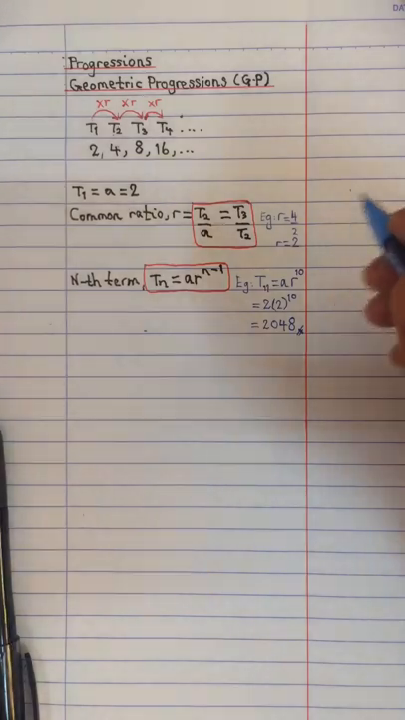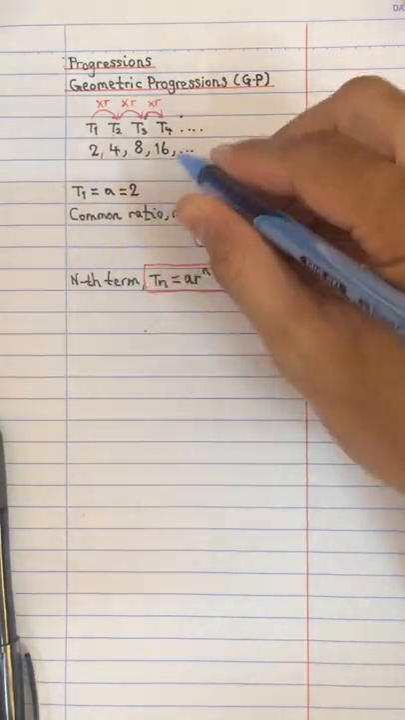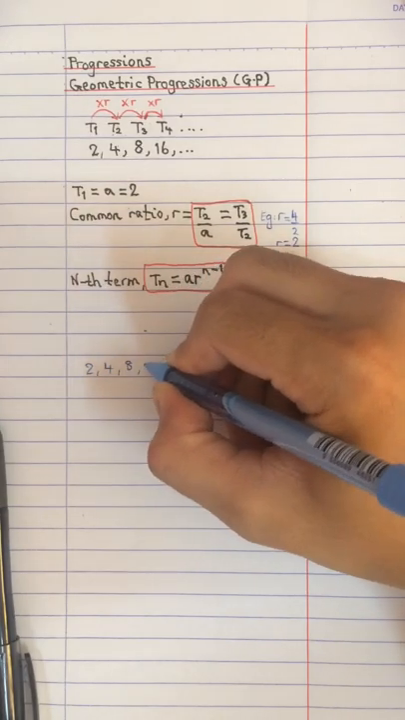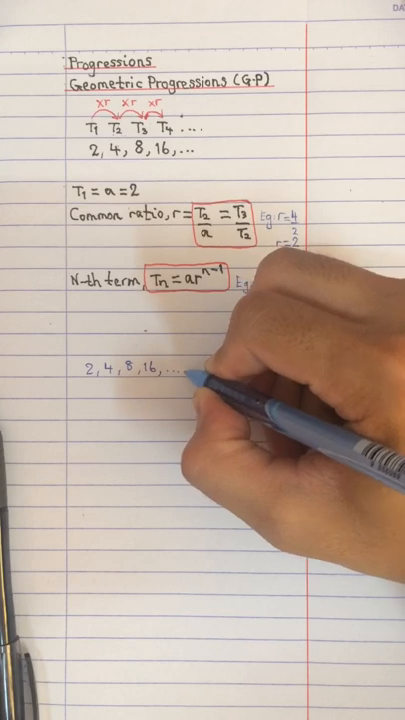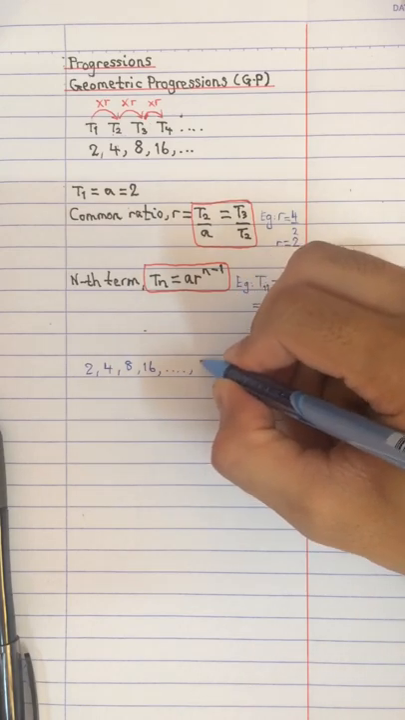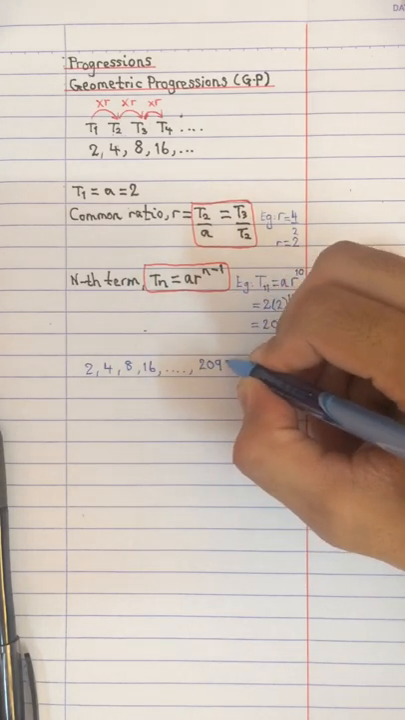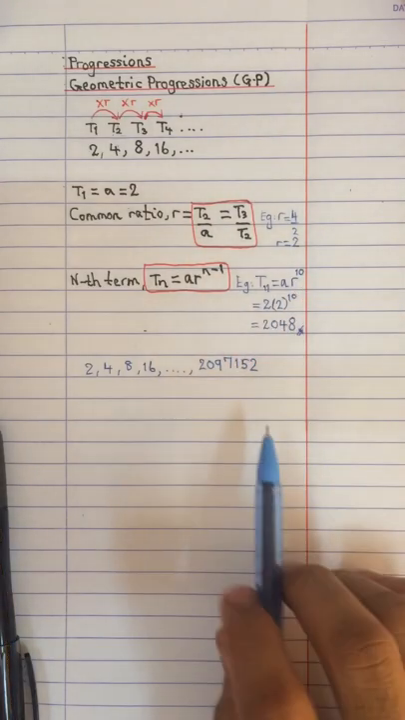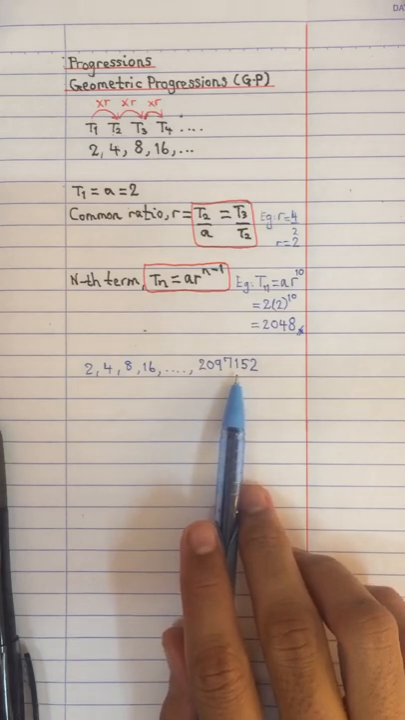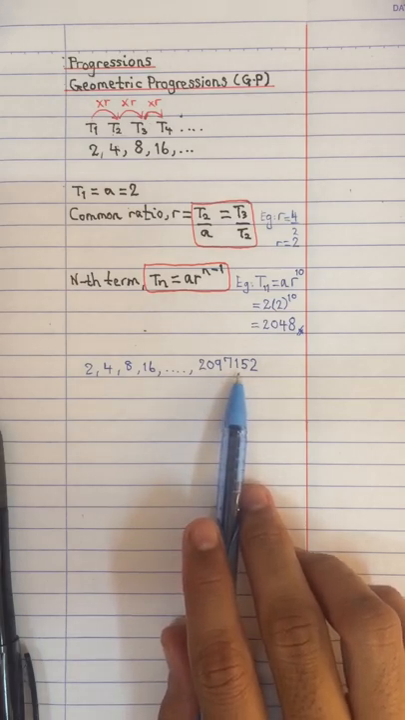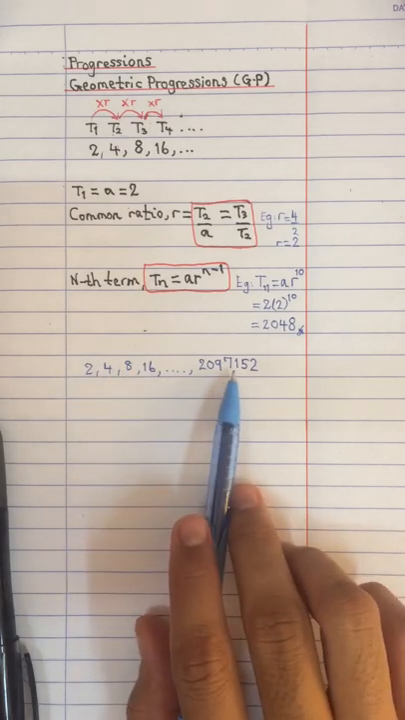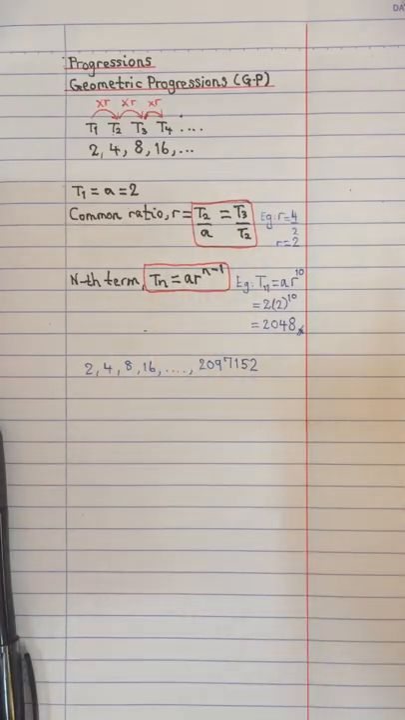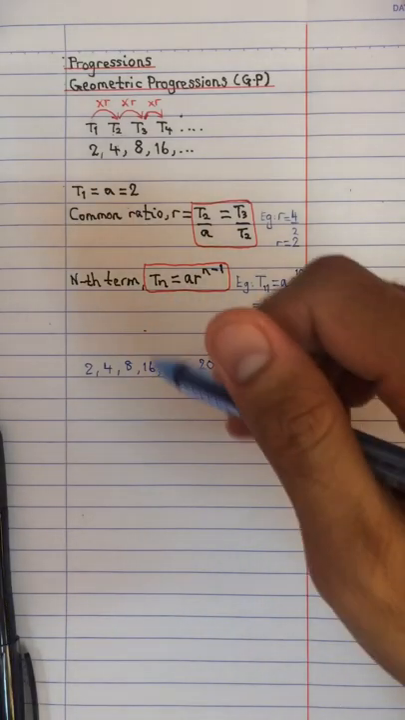If I give you another example, if I list this sequence, so I have 2, 4, 8, 16, dot dot dot, and at the end you have 2097152. My question is, what is the number of terms? So find me n. How are you supposed to find how many terms you have until 2097152 using this formula? There are two methods to solve this question.